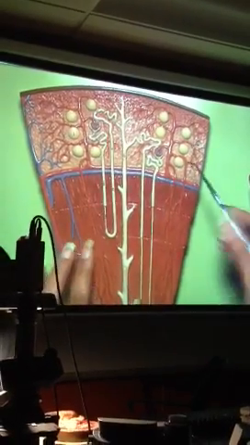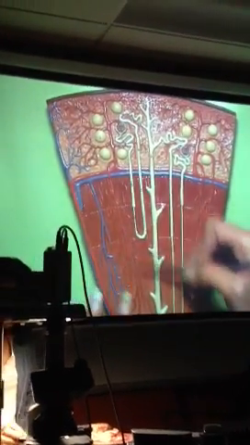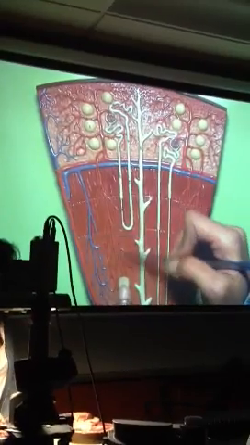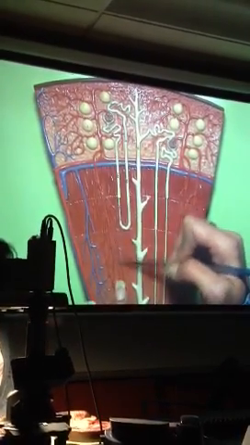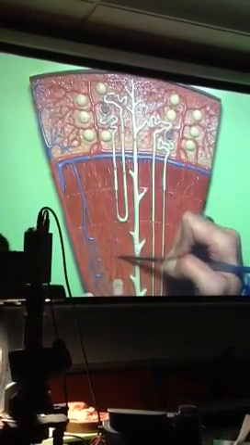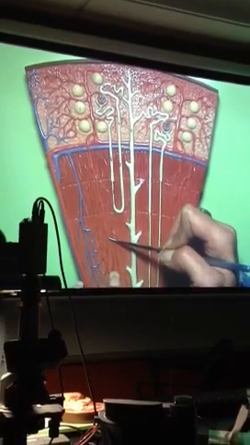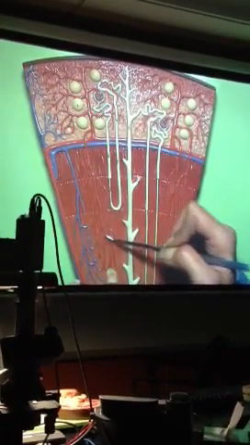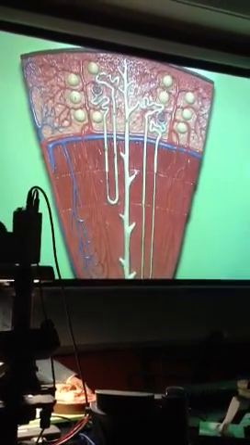Okay? Now, do you see this region here? This vein, this artery-like structure? That's your vasa recta. That's the vasa recta. Okay? Any questions?